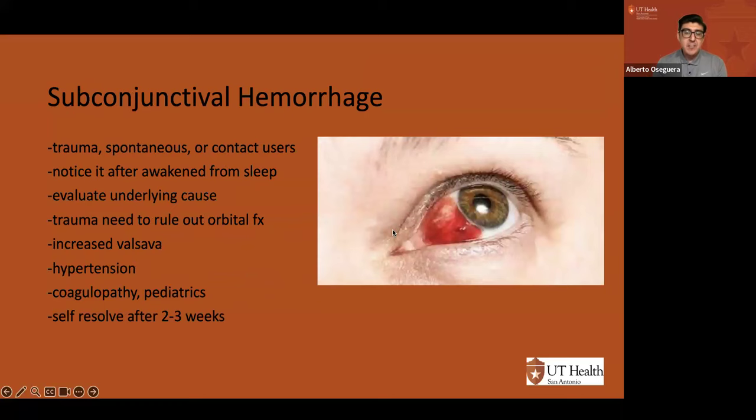Moving on to the eye, there's a bunch of eye pathologies. So I just picked a few that I think are fairly high yield and can be talked about pretty quickly.